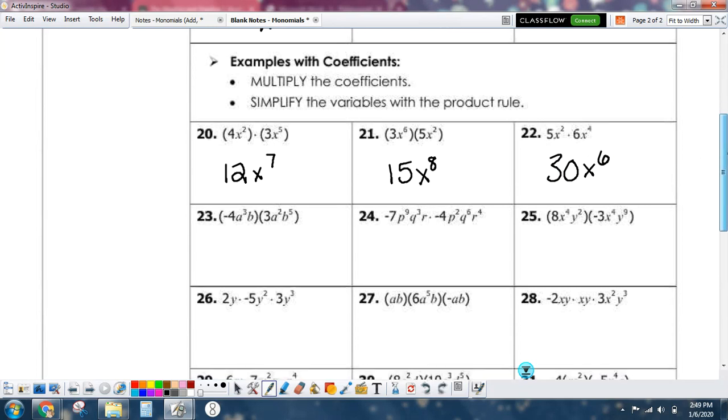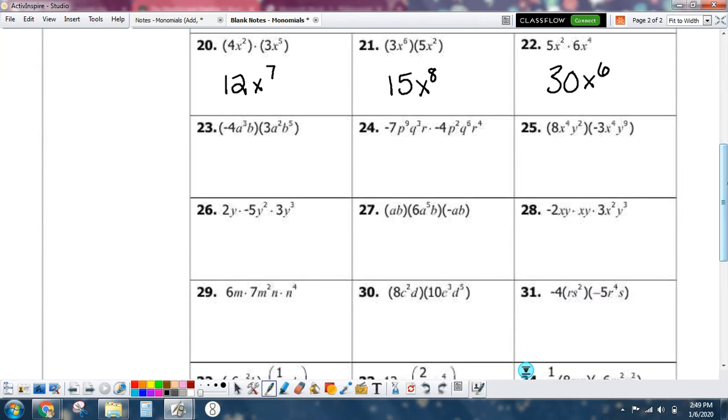Okay, so same idea for these next ones. Even though there's more variables now, it's the same process. So if it's the same variables, if they're both a terms, you're going to add the a terms only. The b terms, you'll add the b terms. So first we're going to start by multiplying the coefficients. So negative 4 times 3 is a negative 12.